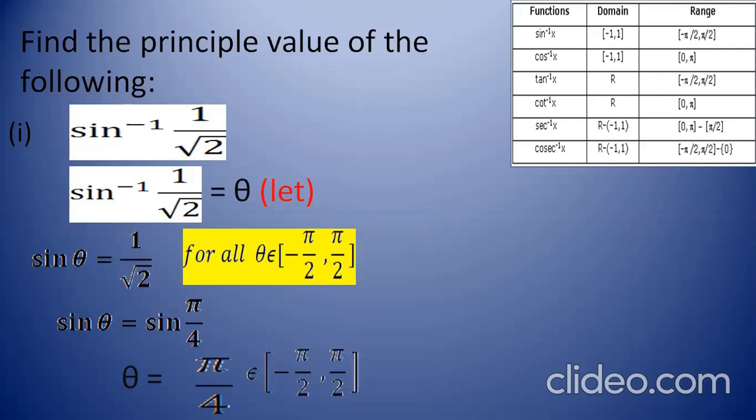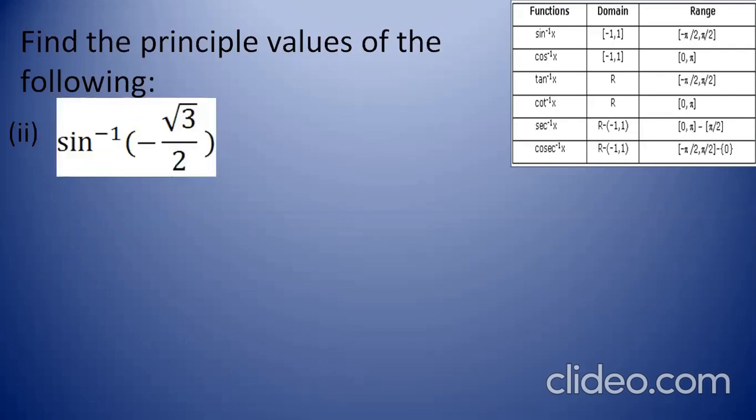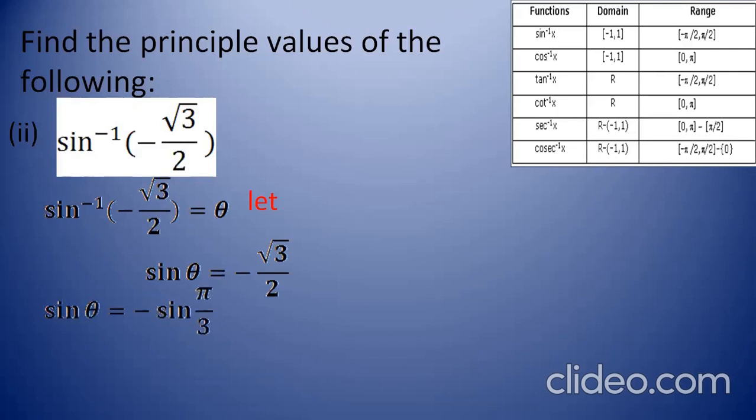Now find the principal value of sine inverse minus root 3 upon 2. So let us consider sine inverse minus root 3 by 2 as theta. Then sine theta is equal to minus root 3 by 2. Root 3 by 2 in terms of sine is sine pi by 3. So that's why we can write sine theta is equal to minus sine pi by 3.